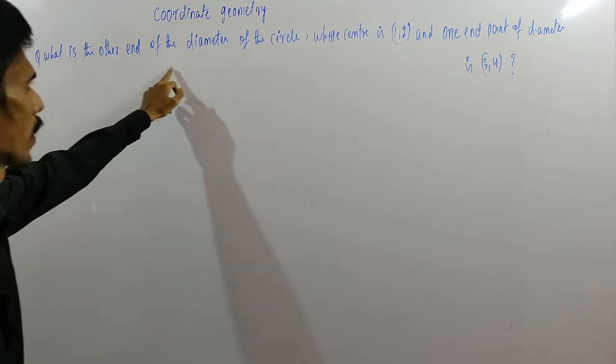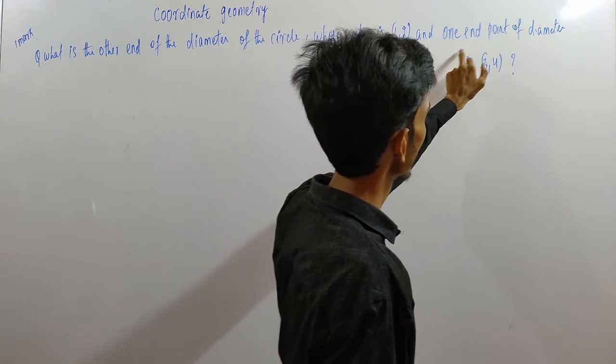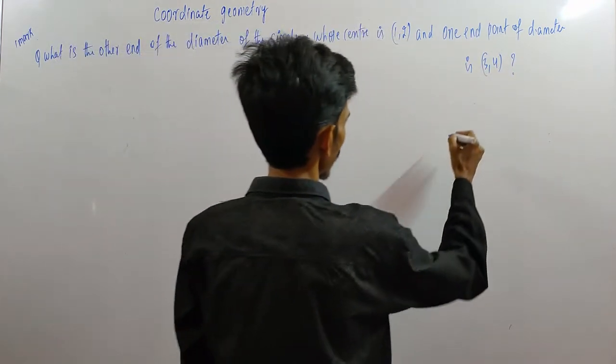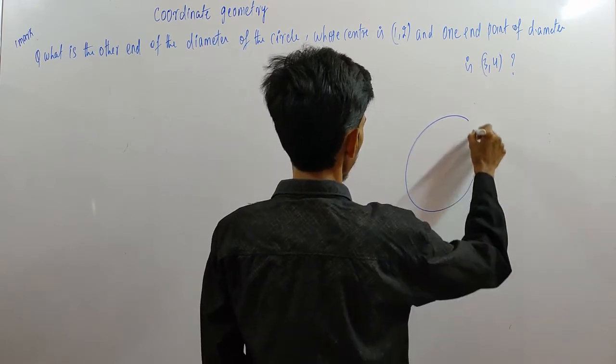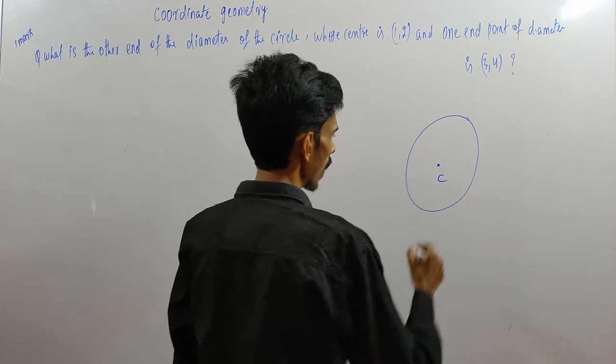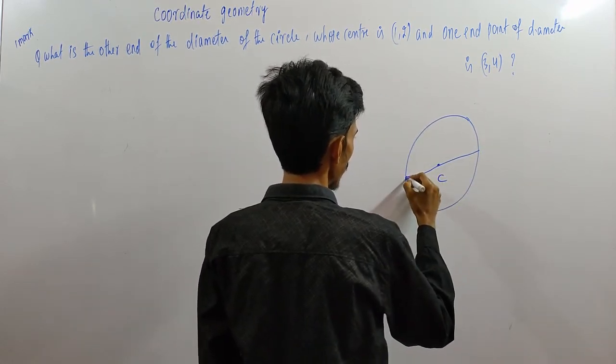What is the other end of the diameter of the circle whose center is 1, 2 and one end of the diameter is 3, 4? Here we have a circle. This is center C. Line passing through this C is diameter. So we have this diameter.